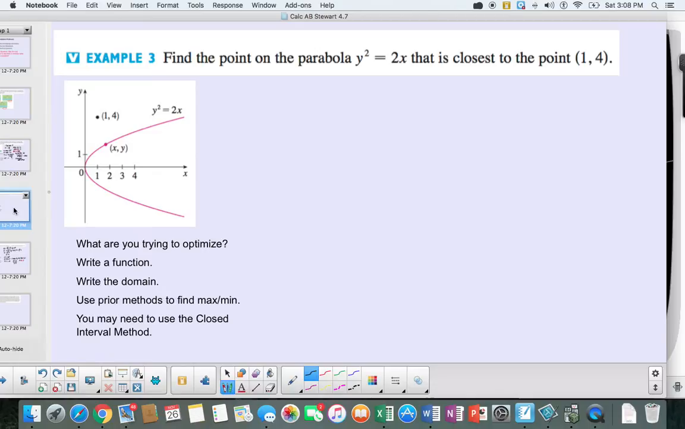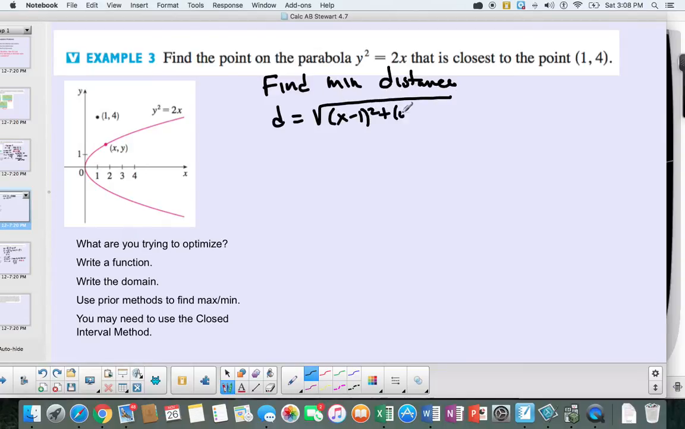Okay, we want to find the point on the parabola that is closest to the point (1, 4). So we want to find the minimum distance. Now the distance formula is going to be the root of x minus 1 quantity squared plus y minus 4 quantity squared. To make life easier, we're going to minimize actually the square of this. So if we can minimize what's under the square root, we'll minimize the square root of that number.